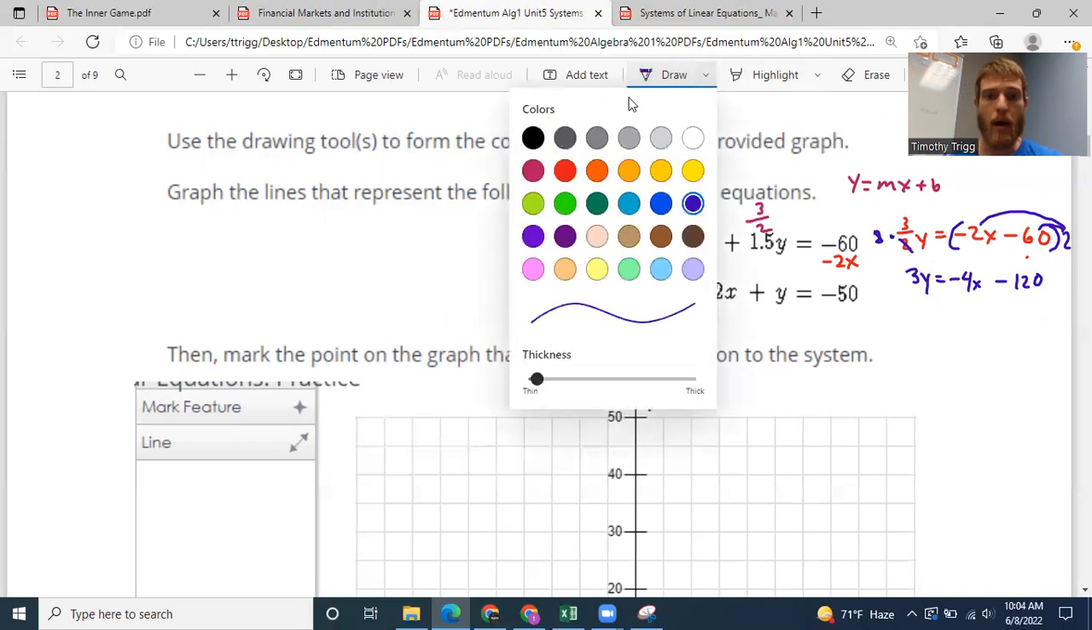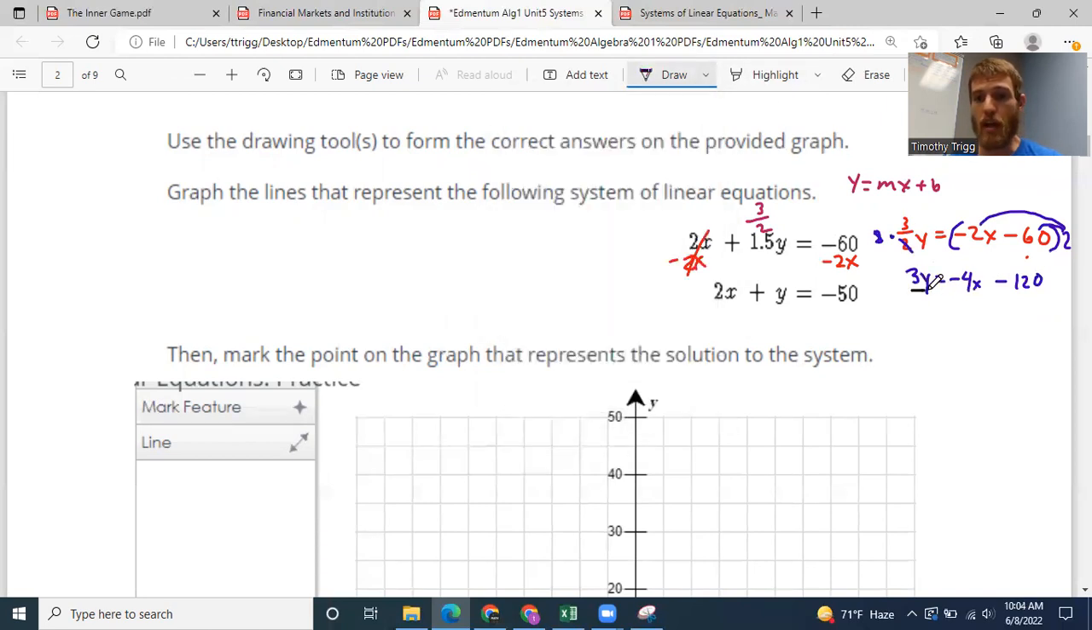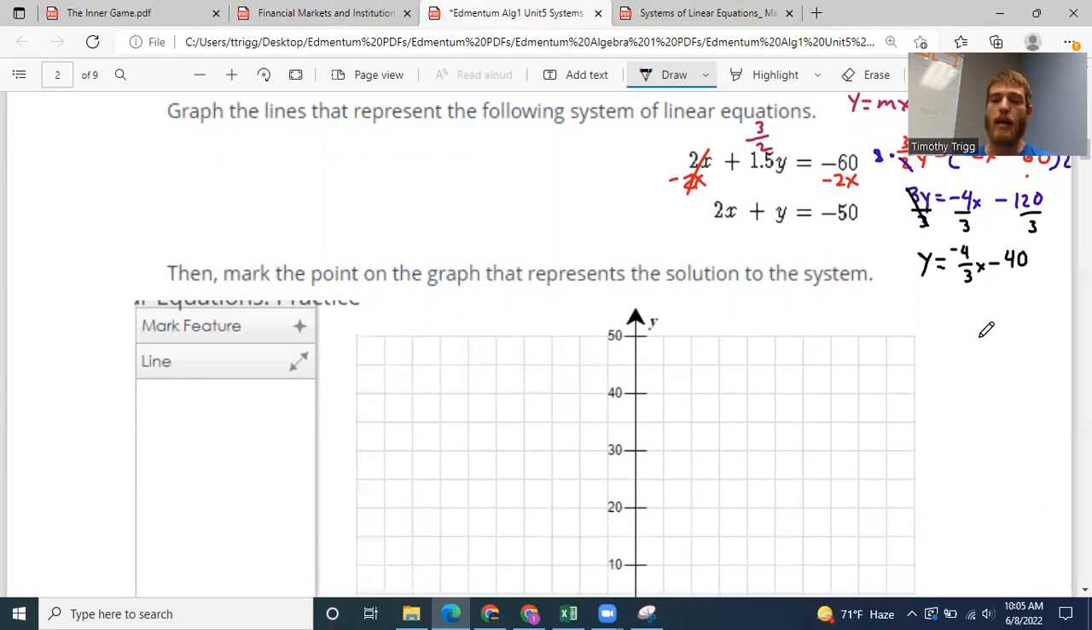Lastly, to get y by itself, we're going to divide both sides of the equation by the coefficient there, 3. So divide by 3, divide by 3, divide by 3. Remember, whenever you multiply or divide by something in an equation, you have to multiply or divide every single term by that. And there we go. So this first equation is y equals negative 4/3 x minus 40.